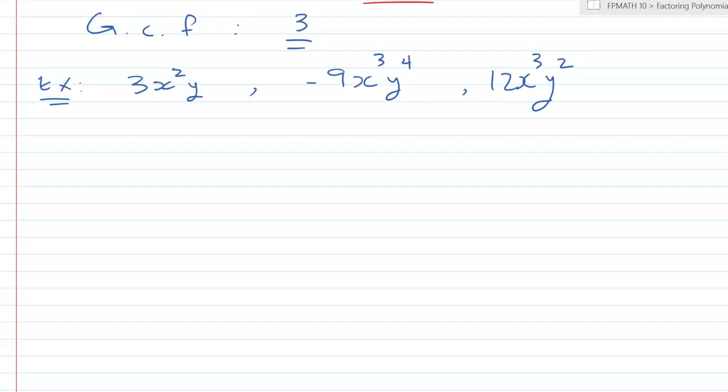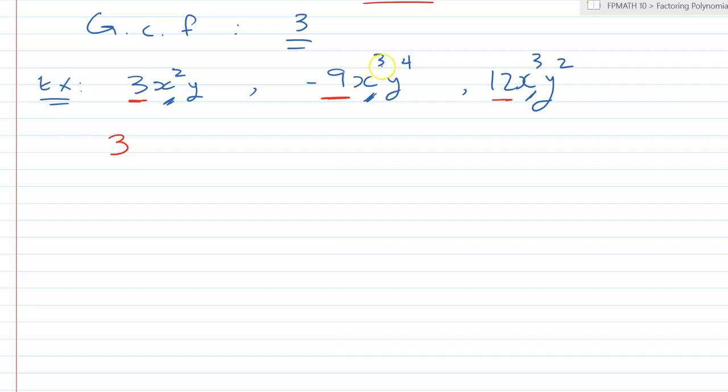Okay, now let's look at the GCF of each of these monomials. We're going to find the greatest common factor of these three monomials. First we're going to deal with the numbers. We got a 3, we got a minus 9, we got a 12. We just did that. So the greatest common factor of 3, 9, and 12 is 3. That's just too easy. Next, we've got to deal with the x's. So we have an x squared here, an x cubed here, and an x cubed here.